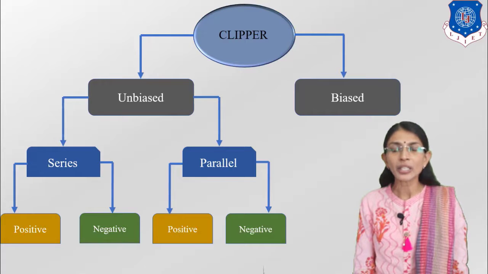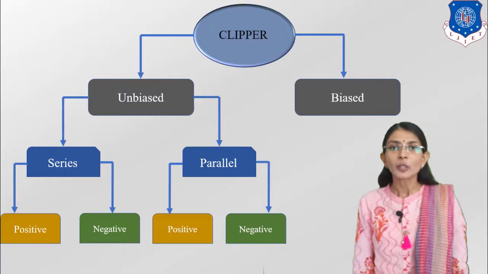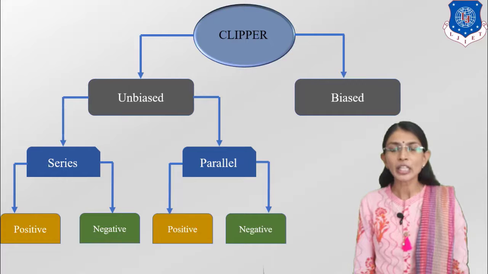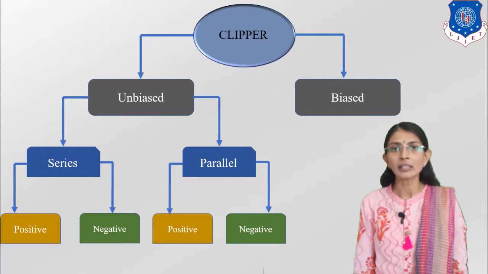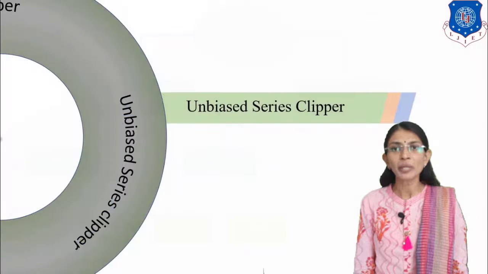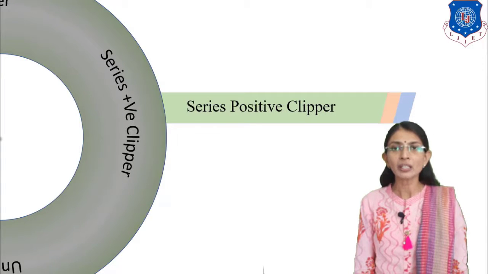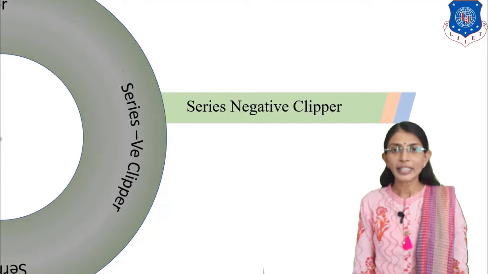The unbiased clipper will be divided into two main types, series and parallel, and it will be classified into another two types, positive and negative, based on the direction of the diode. That means we will have the two main types, series and parallel unbiased clipper. In today's session, we will study the positive series unbiased clipper and negative series unbiased clipper. So let's continue with the main topics: unbiased series clipper, series positive clipper, and series negative clipper.